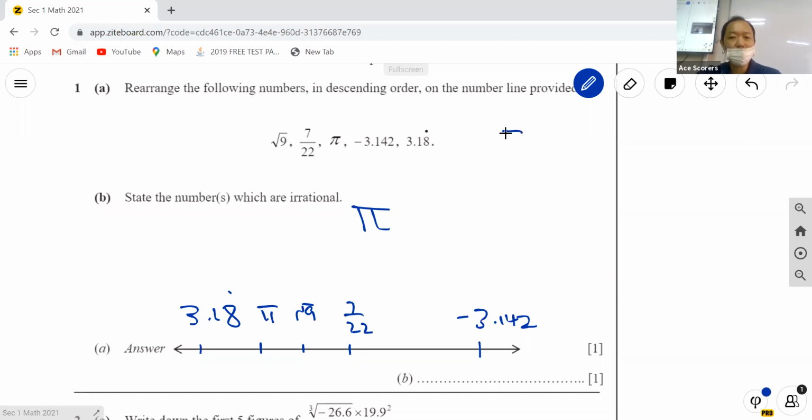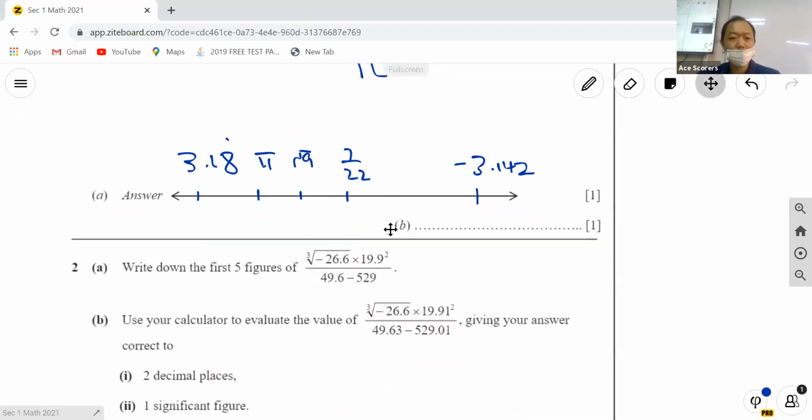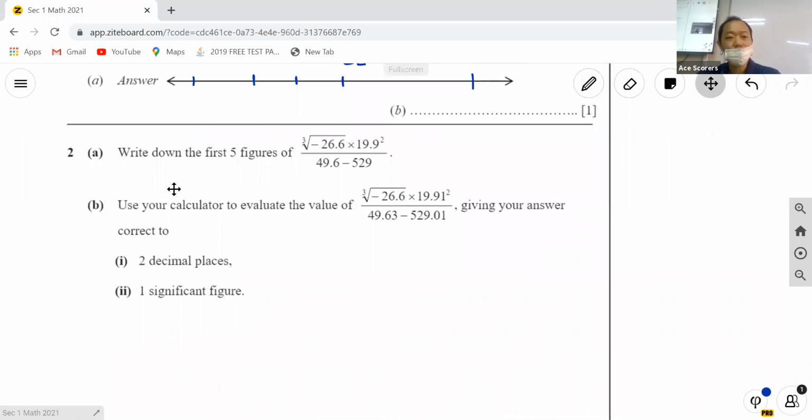But if you see square root 2, square root 2 is an irrational number, okay? So you've got to be careful. And of course, 3.1 with a dot is not irrational because there is a recognizable pattern, which is 8 throughout the whole thing. Okay, so that's done. Next one. Okay, next one, Samuel again, right? Write down the first 5 figures of this. What do you get? Say again.